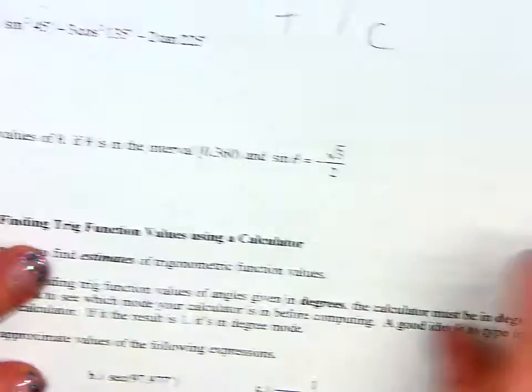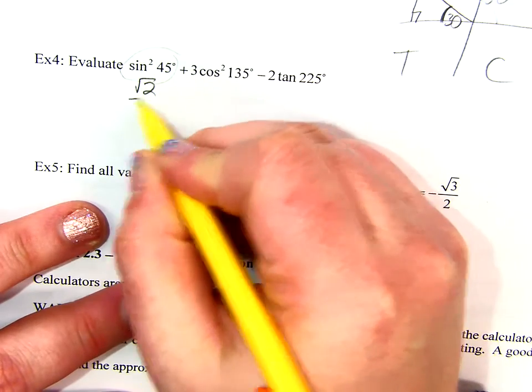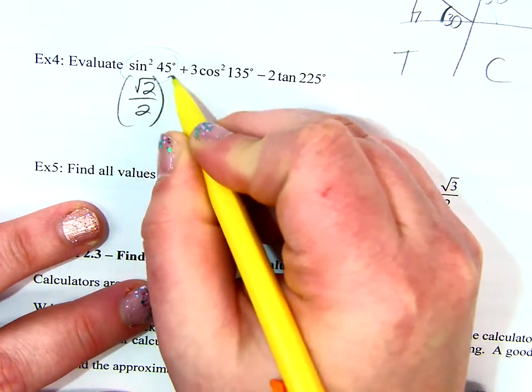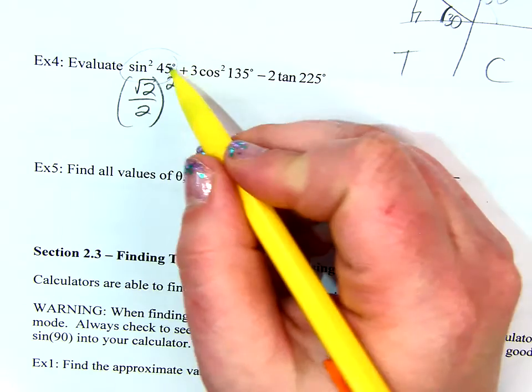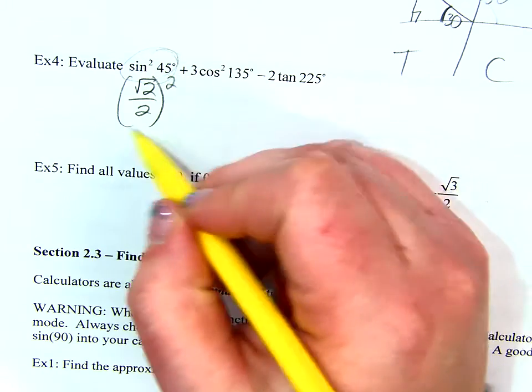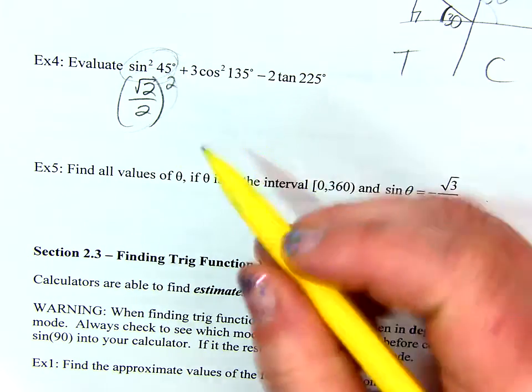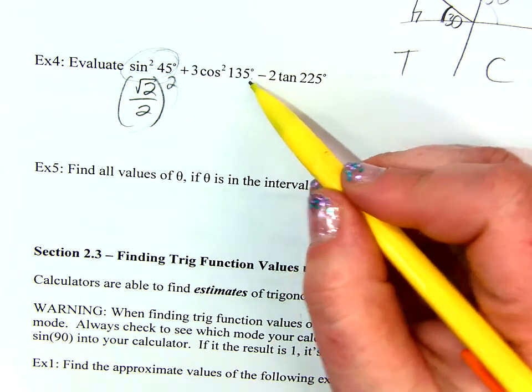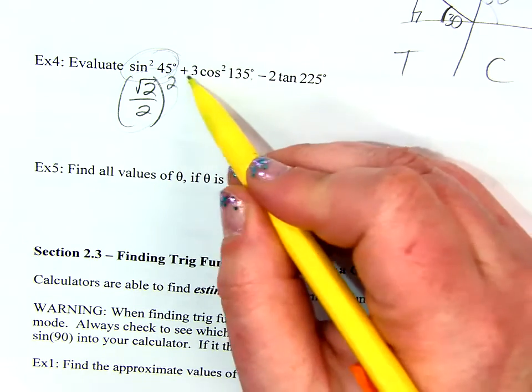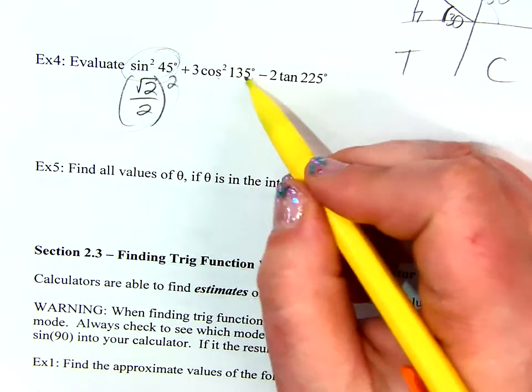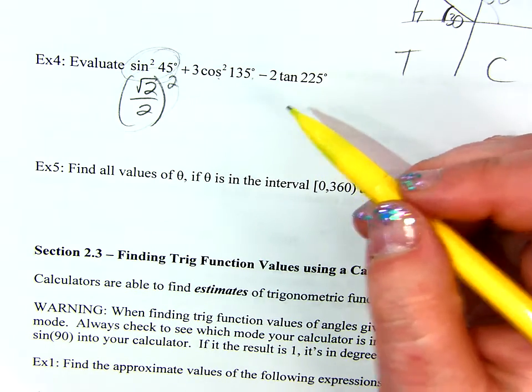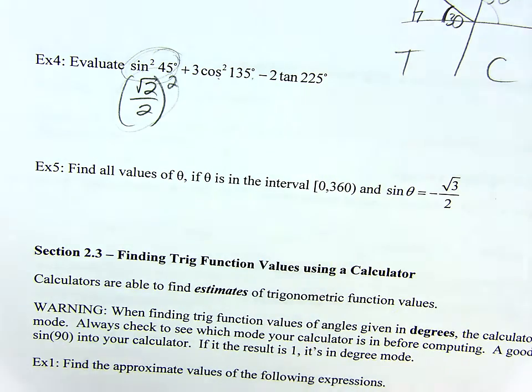So square root of 2 over 2, and I'm going to square that. That's what that whole chunk means. This is this. Then this piece, I kind of do the same thing. It's going to be 3 times whatever the cosine of 135 is squared. All right, cosine of 135. Let's talk about that. I don't know what that is.